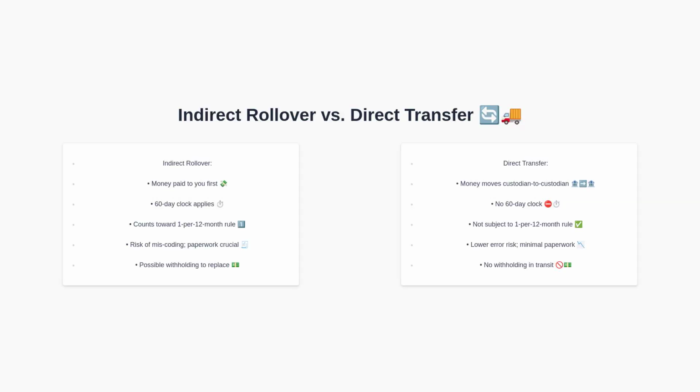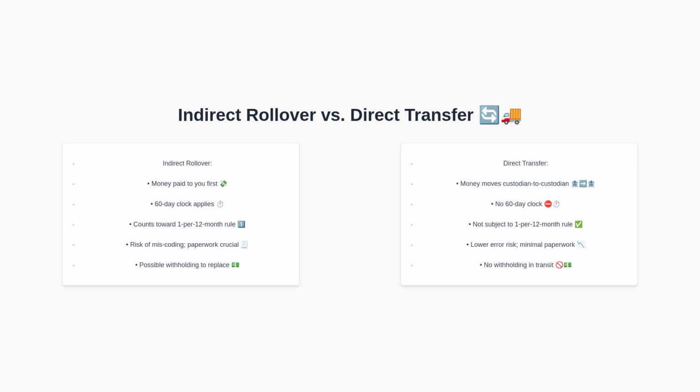On the left is an indirect rollover, where the funds are paid to you, and you must redeposit within 60 days. It counts toward the one rollover per 12-month limit, can involve withholding that you must replace, and carries a higher risk of miscoding without proper paperwork. On the right is a direct trustee-to-trustee transfer, where funds move between custodians. There is no 60-day clock. It does not count toward the 1 per 12-month limit and withholding does not occur. In general, direct transfers reduce operational risk compared to indirect rollovers.